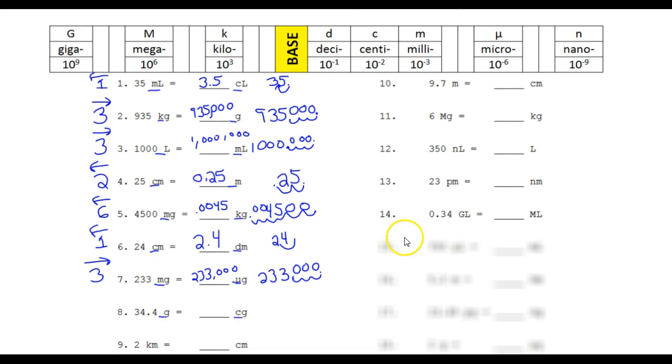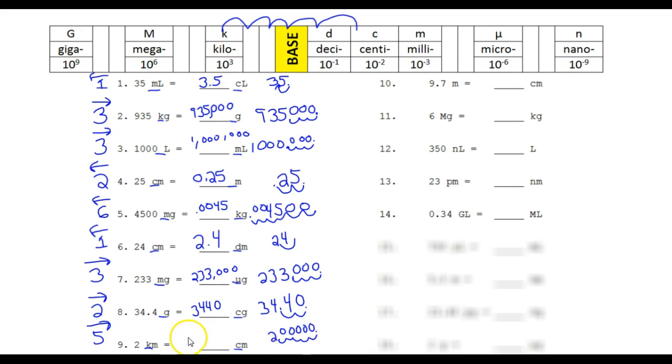Next up, I'm going from base to centi, which is going to be 1, 2 to the right. So 34.4 is going to move 1, 2 to the right, and I'm going to get 3,440 centigrams. Next up, kilo to centi. 1, 2, 3, 4, 5 to the right. So 2, just add 5 zeros onto the end of that essentially. 1, 2, 3, 4, 5. And I'm going to get 200,000 centimeters.